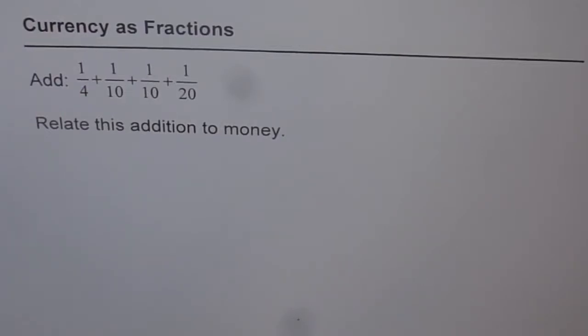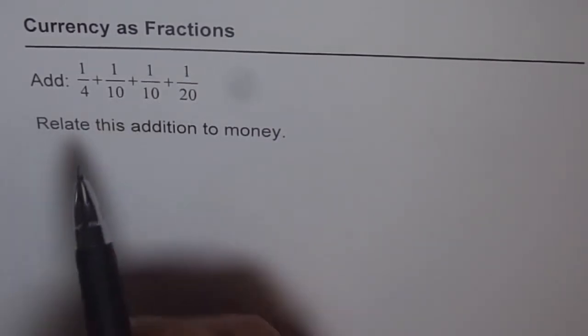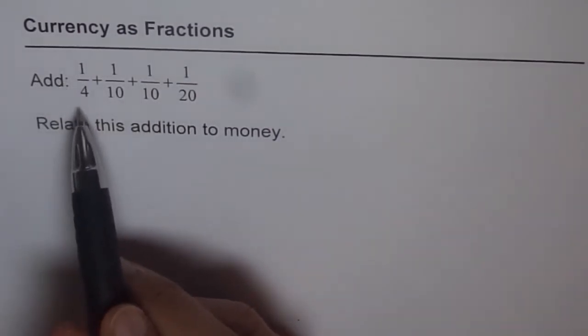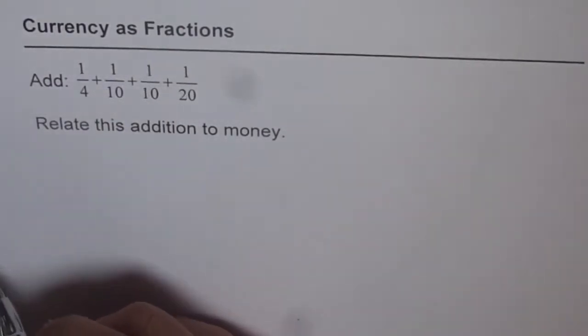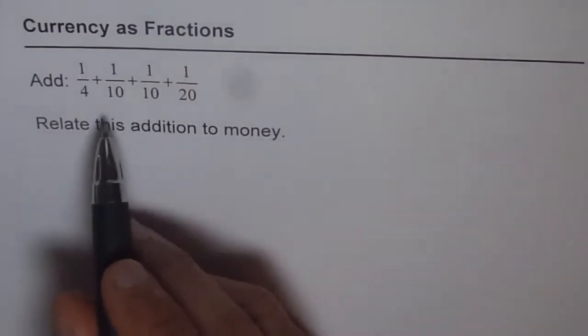Here is another example which will relate currency with fractions. Let's try to add these four fractions. So the fractions are 1 over 4 plus 1 over 10 plus 1 over 10 plus 1 over 20. Now to add fractions, what should you do? You need a common denominator, right?